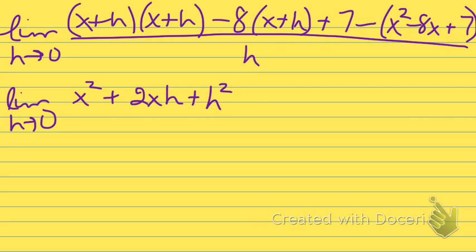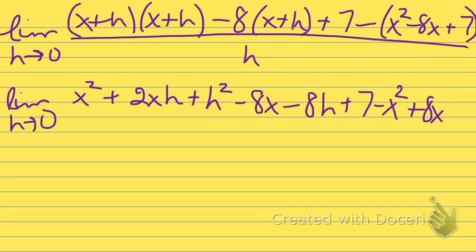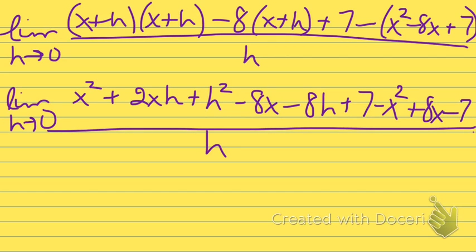We'll distribute that -8. That's -8x, -8h. Add 7, another negative to distribute. -x squared, +8x, take away 7, and it's all over h. Oh, something's got to go. Well, these x squares, they can go. The 8x's, they're opposites. The 7's, let them go.